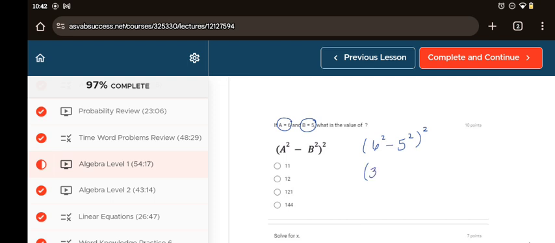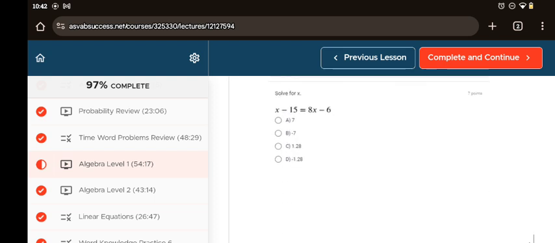So now let's simplify this. 6 squared is 36, minus 5 squared is 25. Remember, a squared number just means multiply by itself. So this is 6 times 6, and this is 5 times 5. Okay, 36 minus 25 gives me 11. Let me show you real quick here on the side. There we go. And we keep the square. So now 11 squared gives me 121. All right, and that was it. If you're ready, let's keep going.